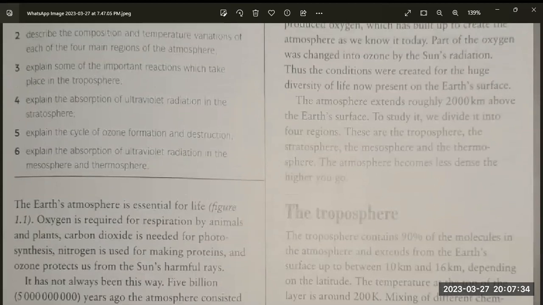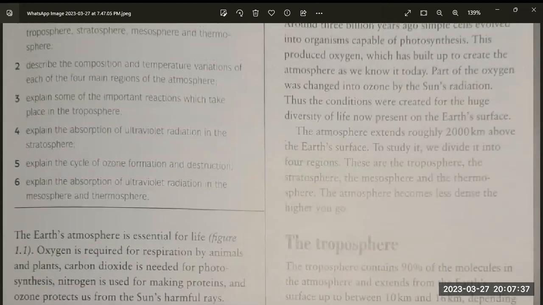The atmosphere becomes less dense the higher you go. So the conversation we had last week was that when you go into space, for argument's sake, there is no oxygen, so you can't really walk. You float. So life forms cannot exist in space. Space exists, but life forms there cannot exist naturally.